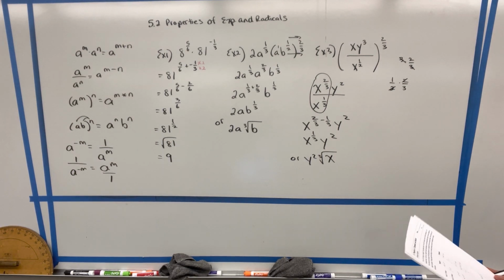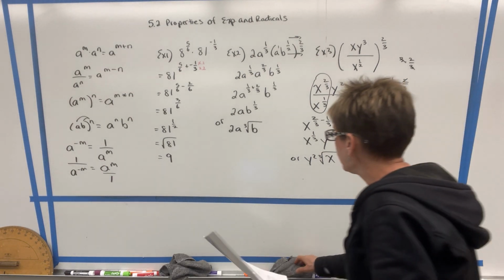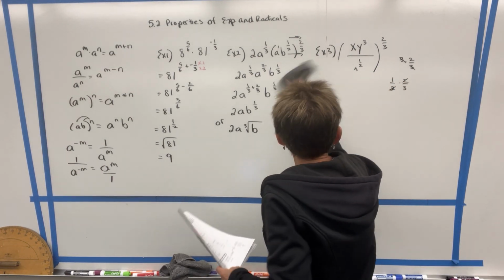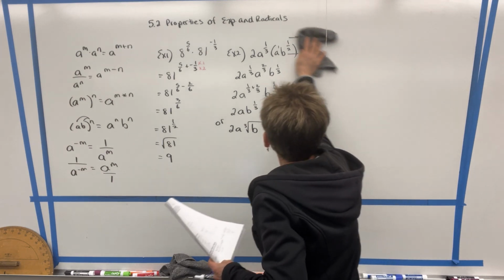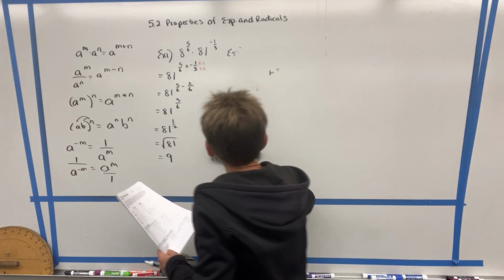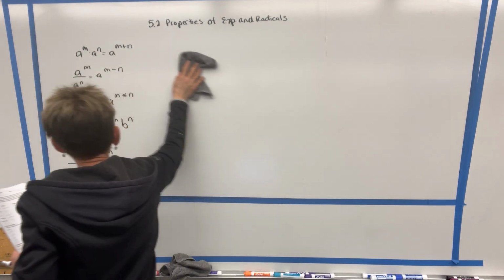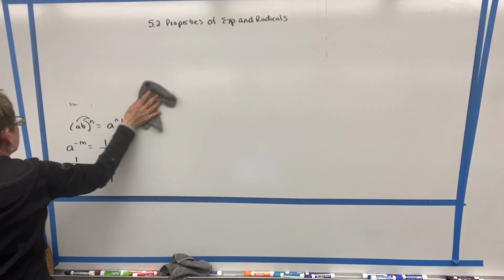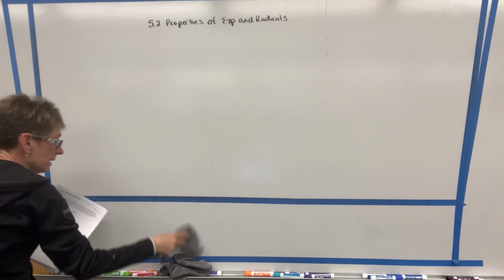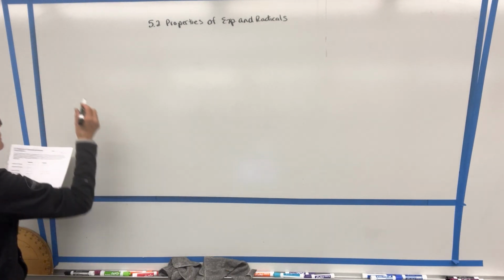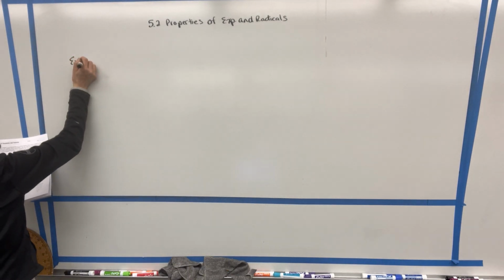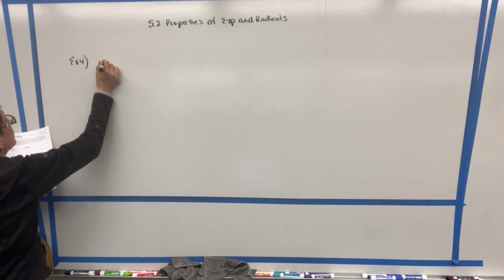All right, make sure you take a screenshot if you need to do that. Let's go ahead and do a few more examples. Again, we're simplifying. And in a moment, we're also going to be multiplying expressions with rational exponents. This is typically considered one of the harder lessons, so that's why I'm trying to do quite a few examples.